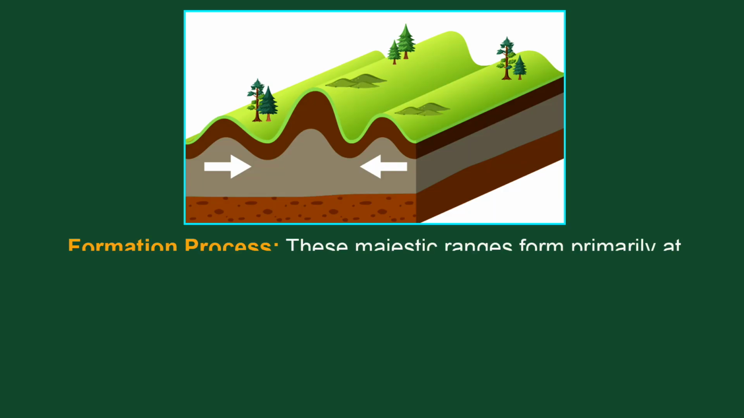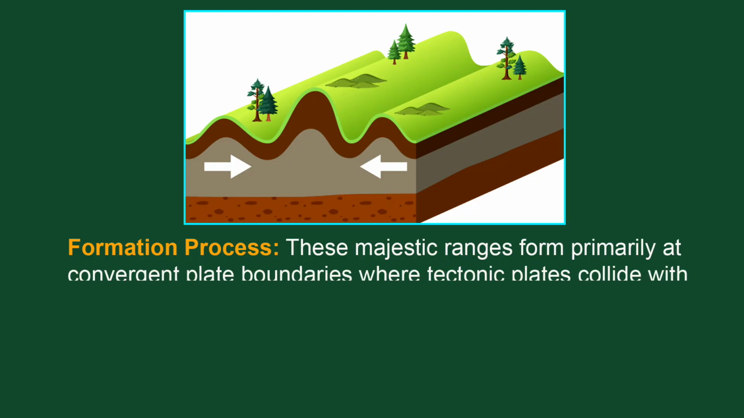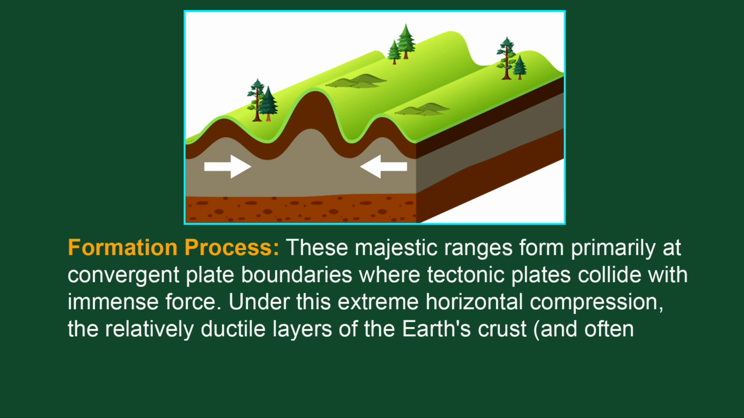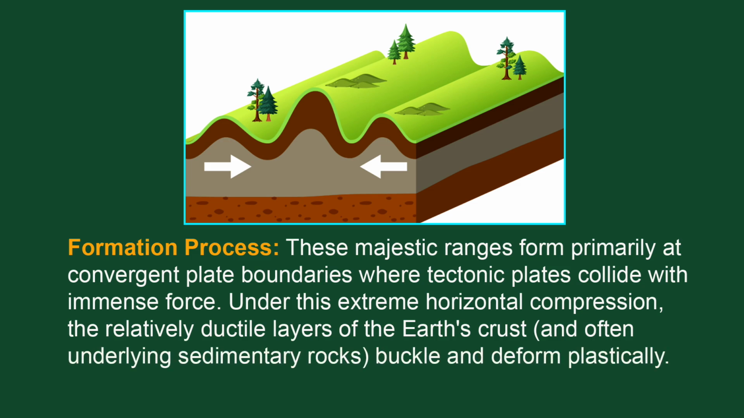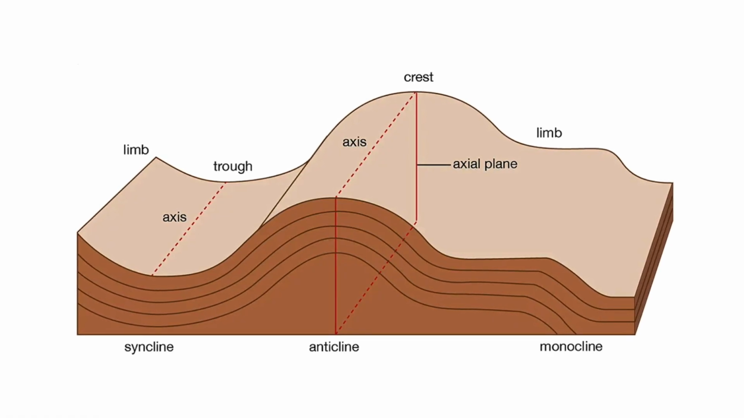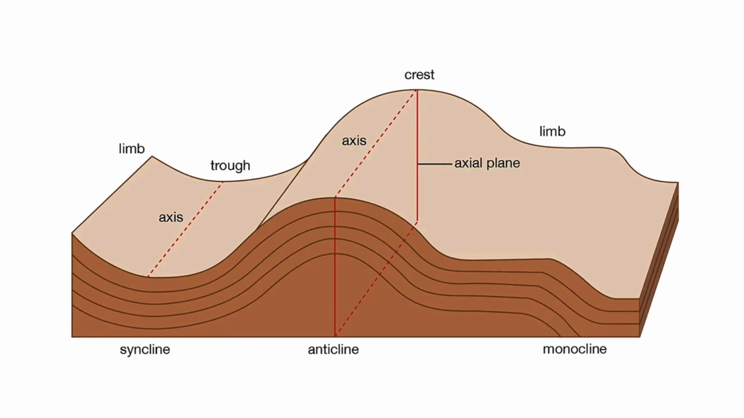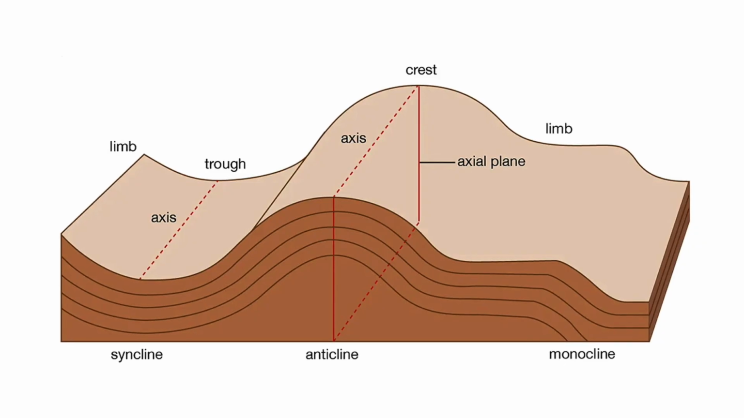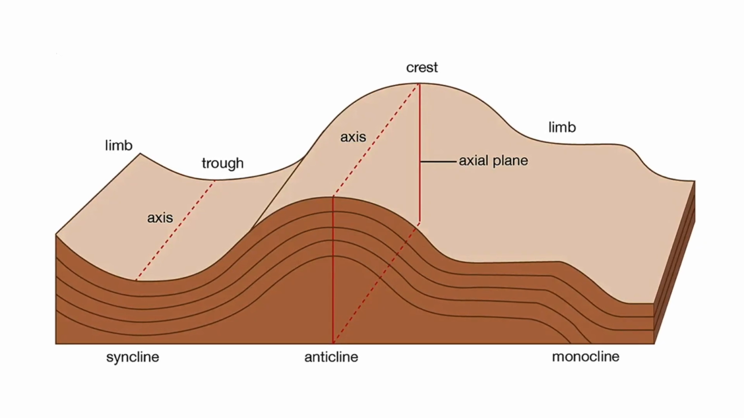Formation process. These majestic ranges form primarily at convergent plate boundaries where tectonic plates collide with immense force. Under this extreme horizontal compression, the relatively ductile layers of Earth's crust and often underlying sedimentary rocks buckle and deform plastically. Instead of fracturing, they bend into large wave-like structures known as folds. Common fold types include upward arching anticlines and downward troughing synclines.